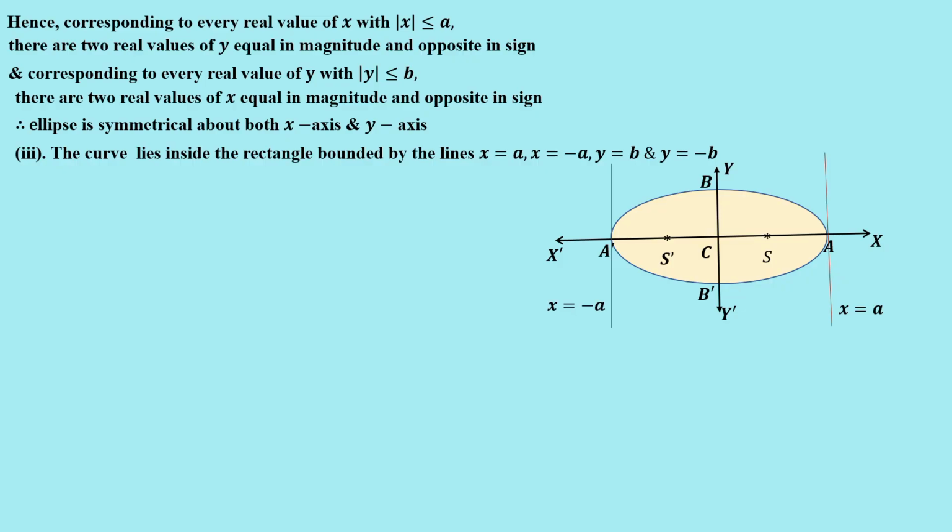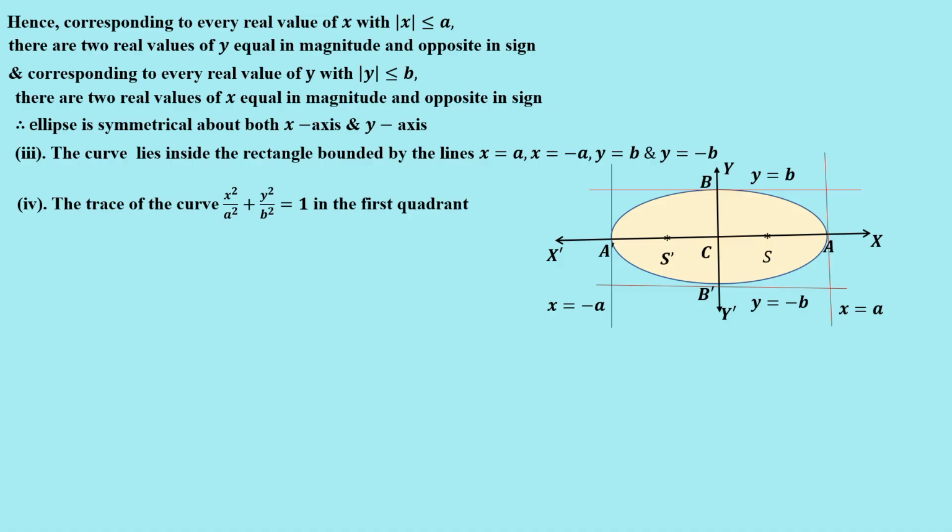So draw a line y is equal to b, it will touch the point B, because point B is 0 comma b. Then B dash, y is equal to minus b. So the curve is inside the rectangle bounded by the lines x is equal to a, x is equal to minus a, y is equal to b, and y is equal to minus b.